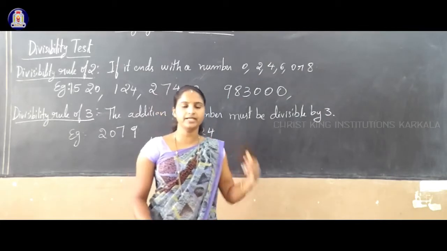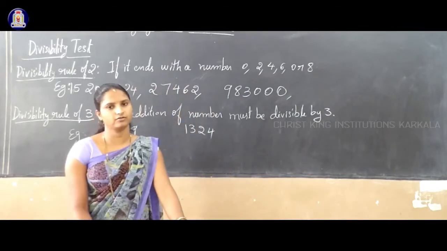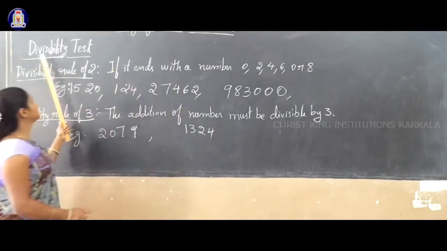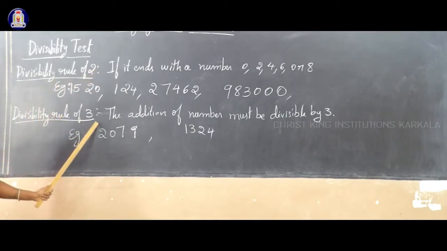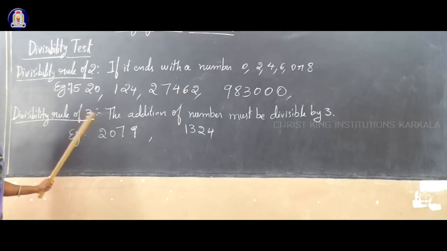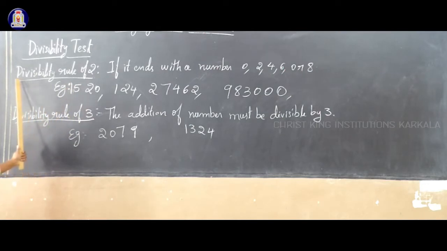Concept: divisibility test. So what is the concept? Divisibility test for a number. For example, say this is the divisibility rule for 2. Then next I wrote the divisibility rule for 3. Clear? So similarly we can write 4, 5, 6, 7, 8, 9, 10, 11. Clear? So we have to see the rule for divisibility by 2, 3, 4 like this.